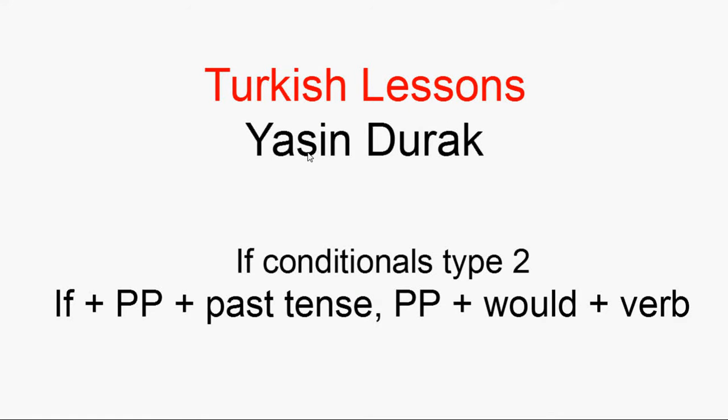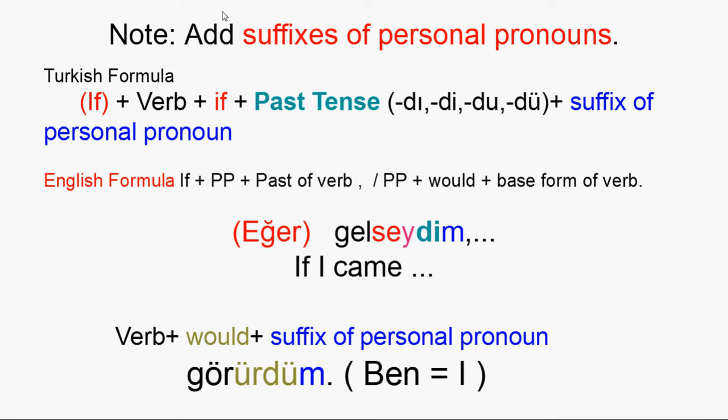Today, guys, I will help you learn how we use if conditionals type 2 in Turkish. Now, there's the formula of type 2 conditional in English. This PP here means personal pronoun, so we start normally in English with if plus personal pronoun plus past simple tense for type 2, of course, and after a comma we put personal pronoun, then would, and then the base form of the verb.